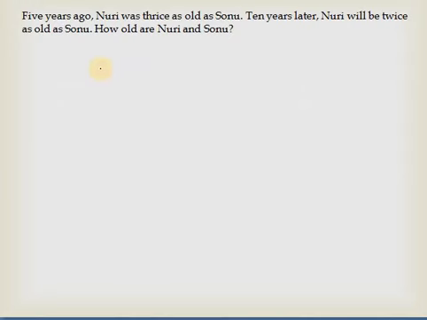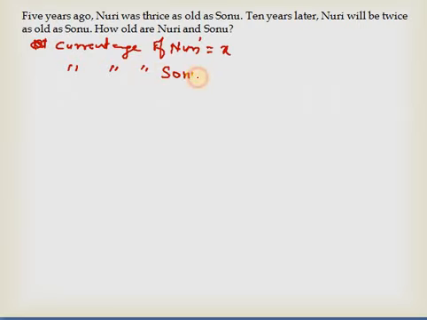So this is a common problem, like age. The question is: 5 years ago Nuri was thrice as old as Sonu, and 10 years later Nuri will be twice as old as Sonu. So how old are Nuri and Sonu? So in this case also, first of all we'll write the current age. The current age of Nuri is equal to x, and similarly the current age of Sonu is equal to y.